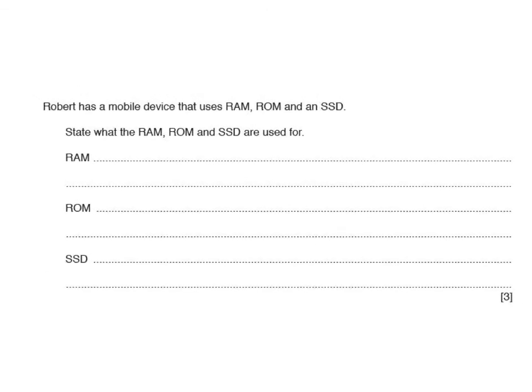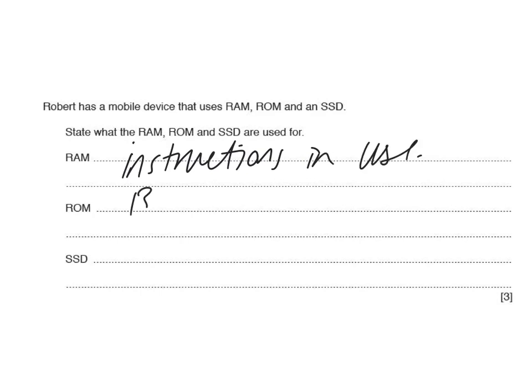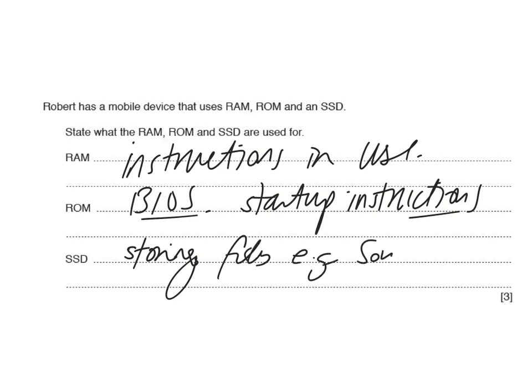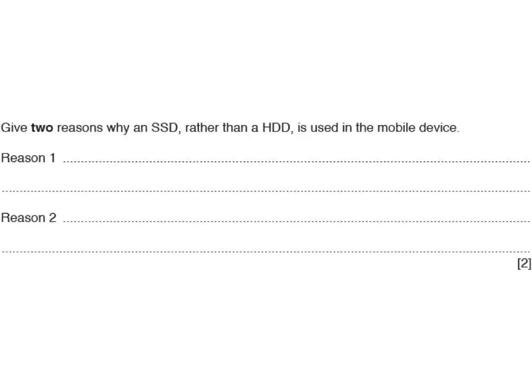State what RAM, ROM and SSD are used for. I think we covered this one, so that's instructions in use. ROM, BIOS, it stores the startup instructions, which are obviously loaded immediately when we turn the power on in the bootstrap loader. And SSD, storing files, e.g. sound, videos, etc. There we go, straightforward, 3 marks hopefully.